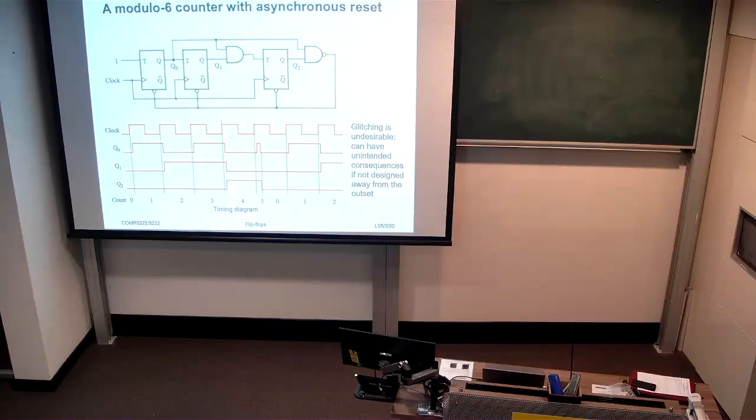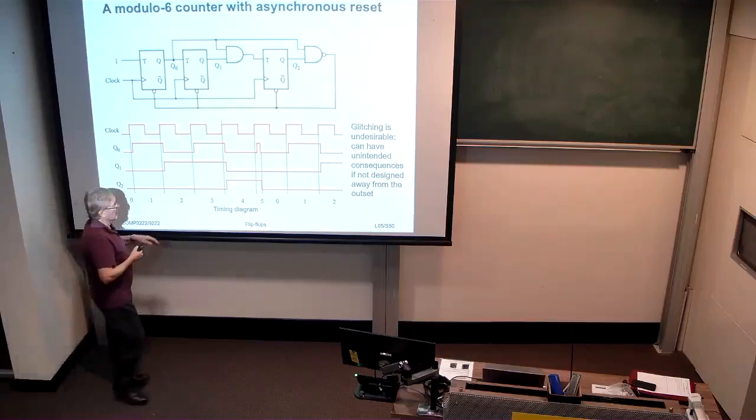This is an example of a modulo 6 counter, but using an asynchronous clear. When this guy gets to 5, this NAND gate goes low, and as a consequence, the clear inputs on these toggle flip-flops are asserted.